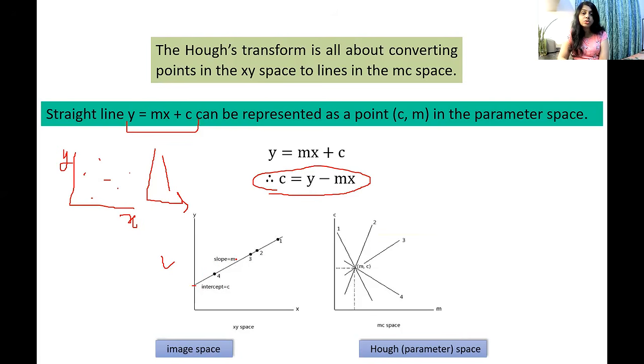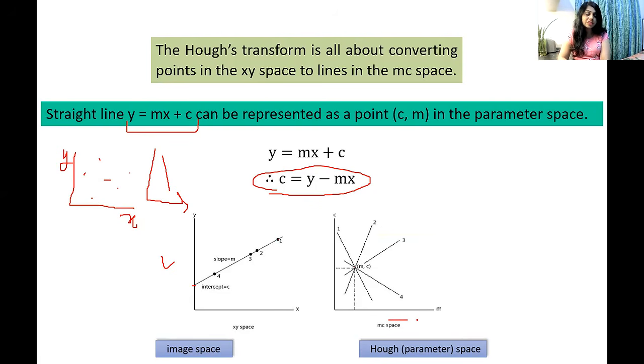And there are various collinear points on this line: 1, 2, 3, 4. For every point on this line, the coordinates, that means the x and y values, are always different. So when you draw lines for these coordinates, all these lines will intersect at one point.